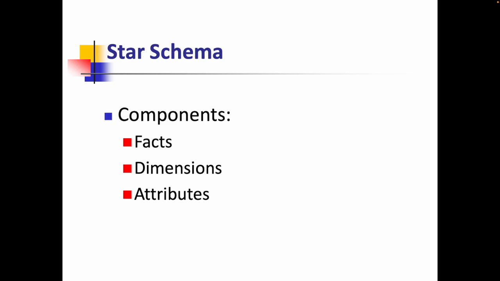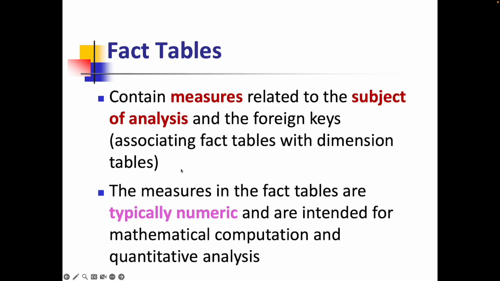And then you have attributes, the same as attributes in the context of the databases that we have seen before. So they are just providing some characteristics for these dimensions or facts. So for example, if your dimension table is product, then the attributes are product name, price, and so on, right?